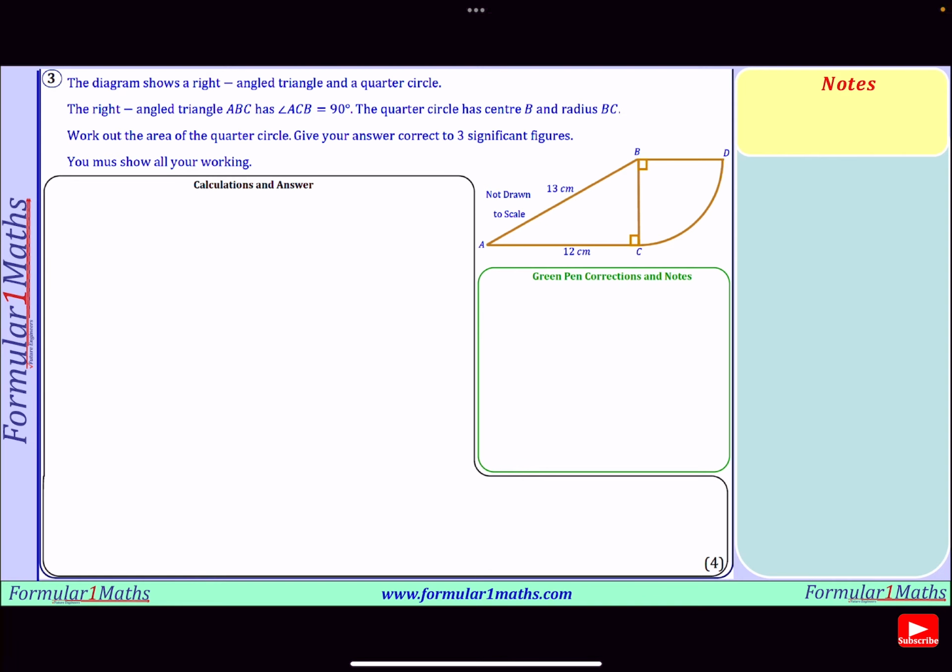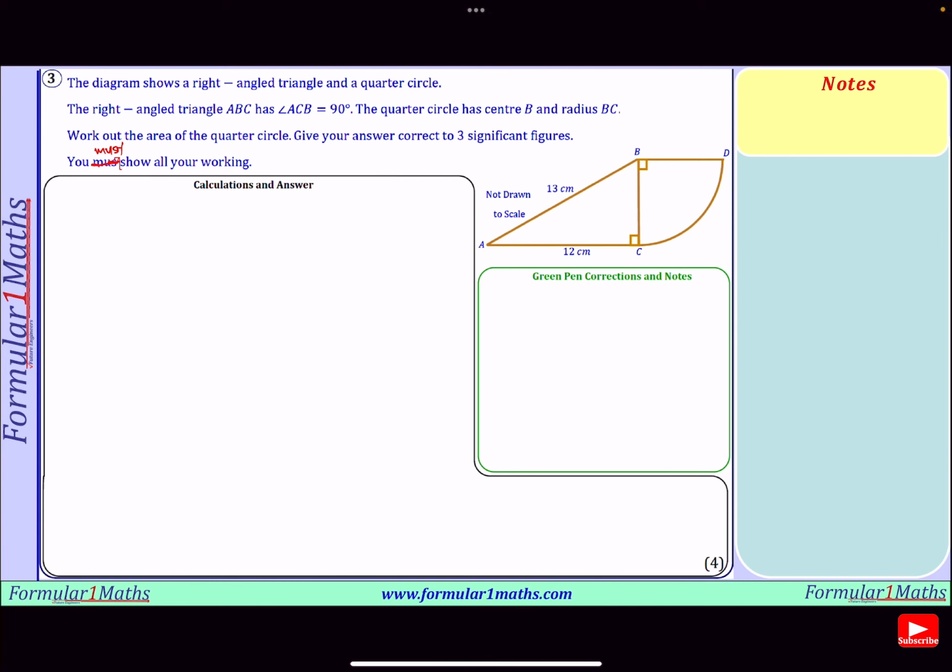Question 3. The diagram, and this refers to this diagram, which is not drawn to scale. The diagram shows a right angle triangle and a quarter circle. The right angle triangle ABC has angle ACB to be 90. So angle ACB, this one here, is 90. The quarter circle has center B, and this is the center of the quarter circle, and radius BC. It also implies that BD is a radius. Work out the area of the quarter circle. Give your answer correct to 3 significant figures. You must show all your work.